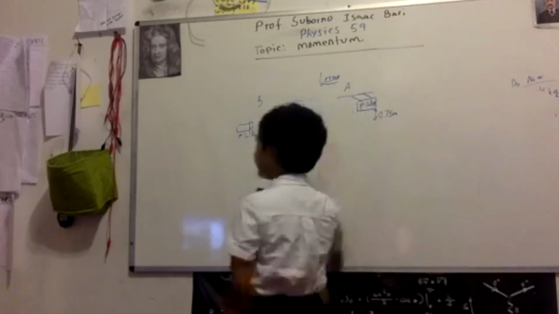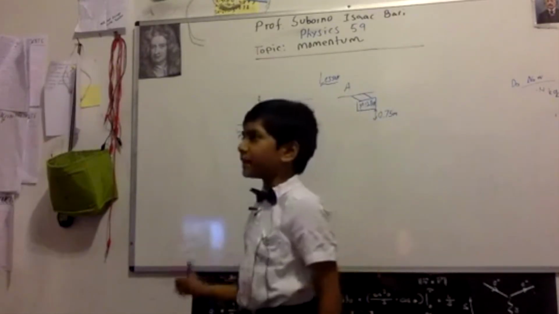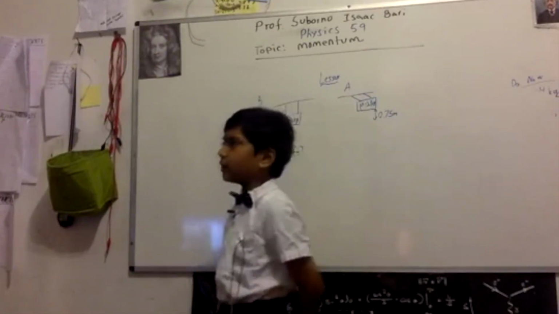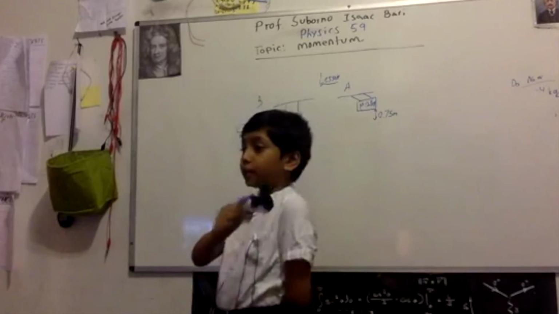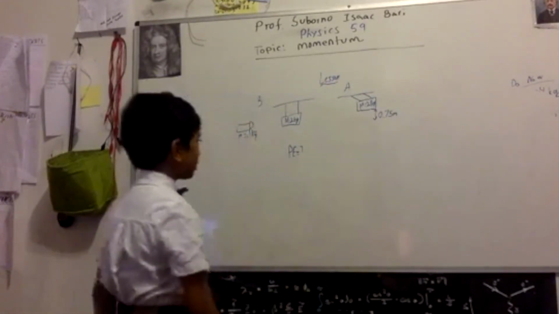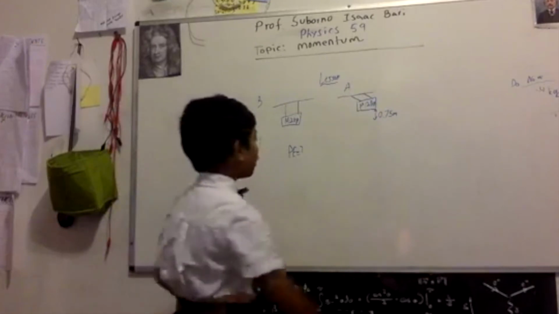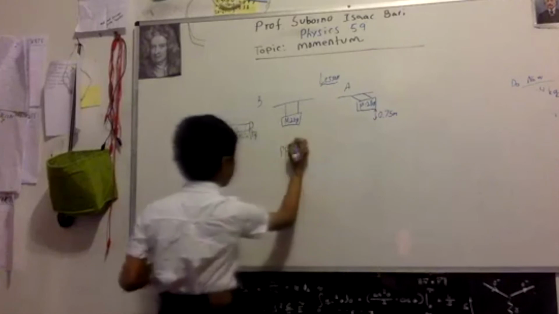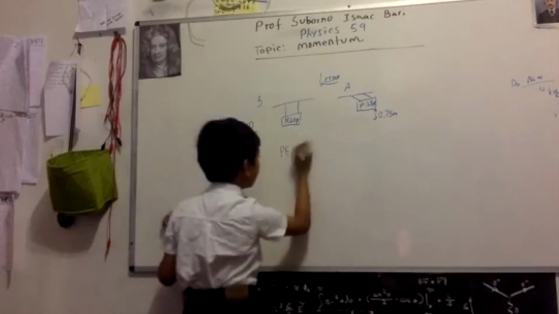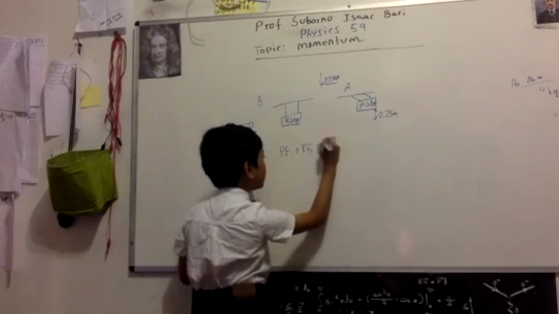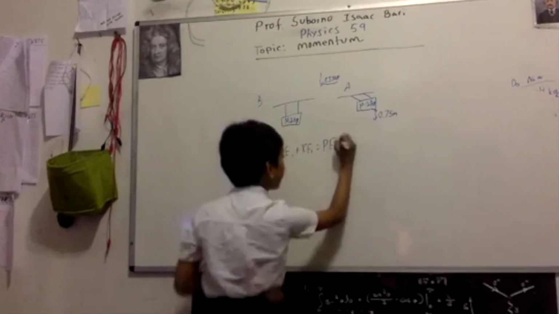No, that's PE before plus KE before equals PE after plus KE after. The potential energy can be transformed into kinetic energy. Yeah, there will be zero. Professor, you can write them. Okay, I guess. PE initial plus KE initial equals PE final plus KE final.